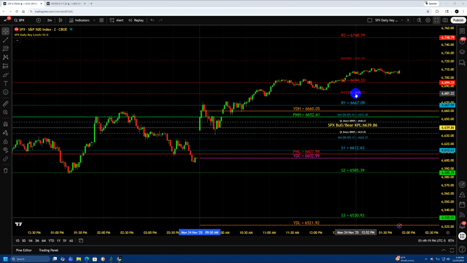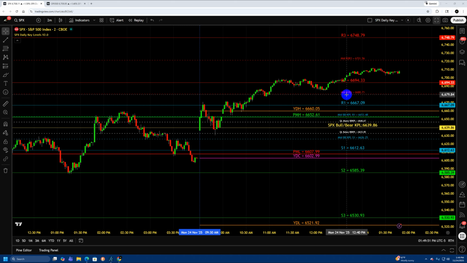And it works the same way with taking bullish or bearish trades off of any of the other main key levels. So for example, if you were taking a bullish trade off of the R1 level, your at the money standard play on a bullish trade from the R1 level would be the closest strike to the R1, 66.6709, and that would be the 66.65 call option.